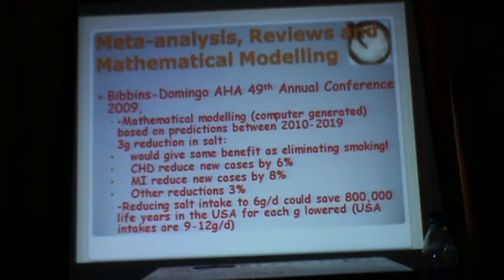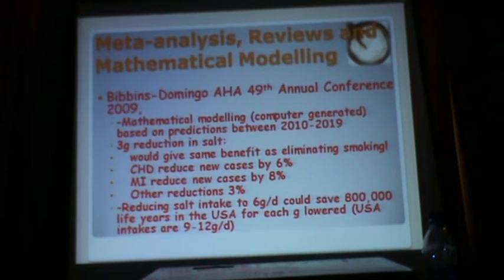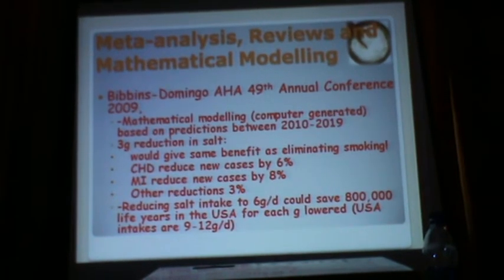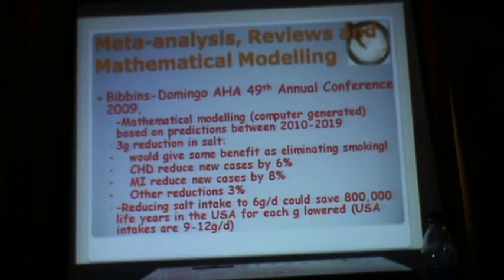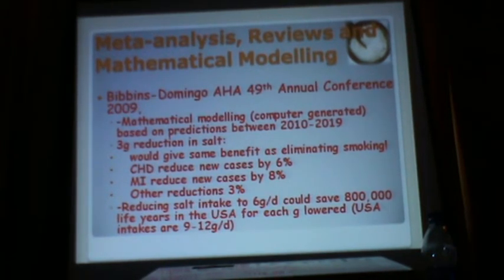Coronary heart disease would decrease by 6%, MI by 8%, and all other deaths by 3%. Reducing the salt intake to 6 grams per day, this is among the healthy people, not among the hemodialysis, could save 800,000 life years in the USA for each gram lower.